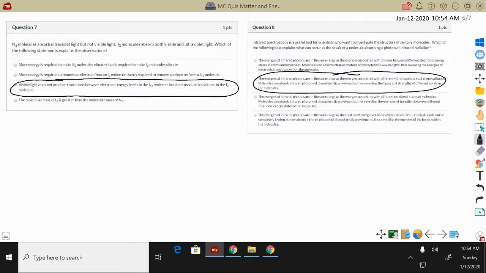And so we said infrared radiation should be associated with those vibrations. And it says in that second choice, the energies of infrared photons are in the same range as the energies associated with different vibrational states in chemical bonds. Molecules can absorb infrared photons of characteristic wavelengths, thus revealing the types and strengths of different bonds in the molecule. So this can help us figure out if they're single, double, or triple, to see how much energy I have to add to cause these vibrations to occur.